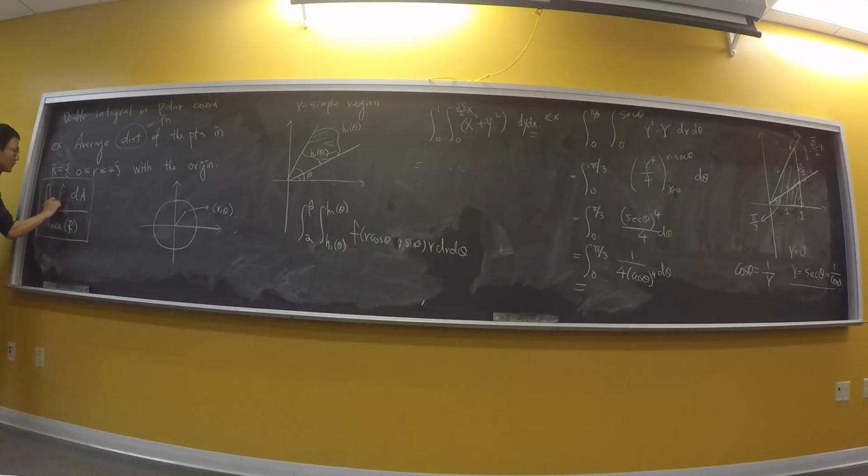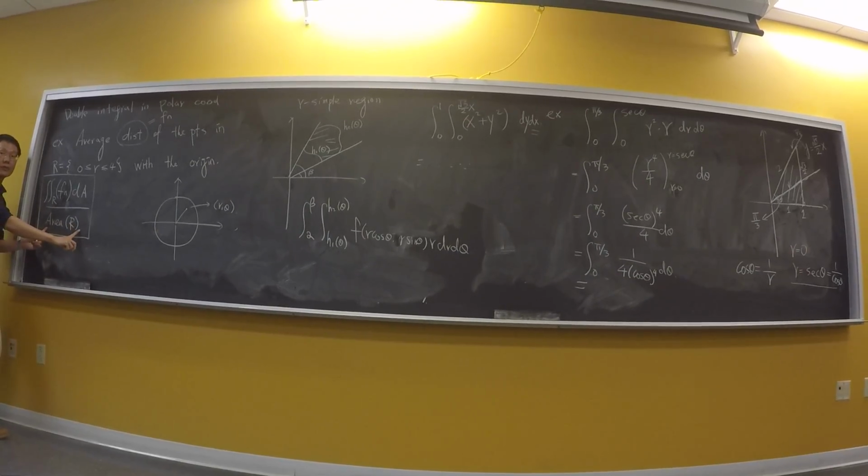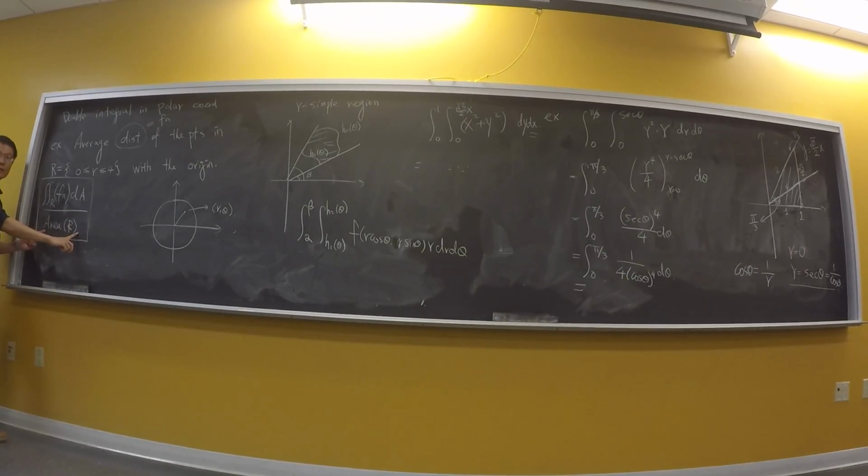So let's make it more general. If I want to find the average value of a function, I need to take the integral of the function over the region and then divide by the area of this region. Right? Would you agree with me? This is indeed the definition of the average of a function.